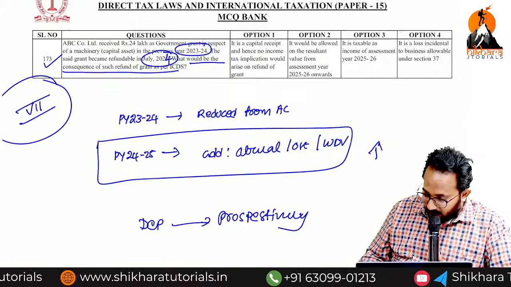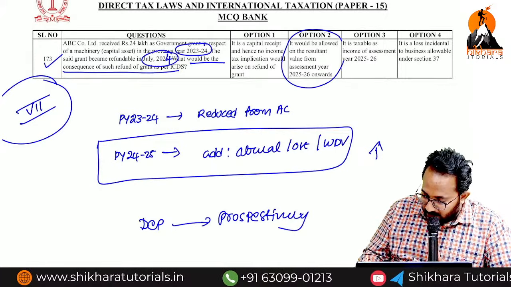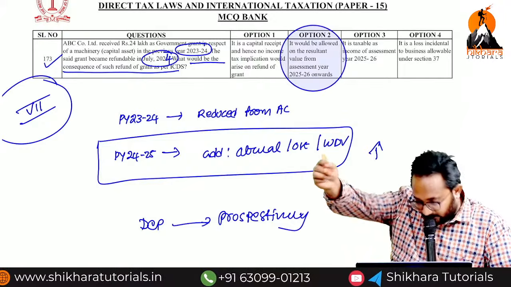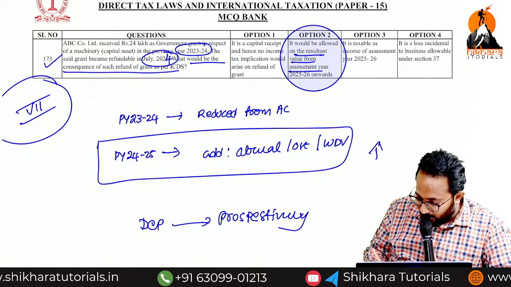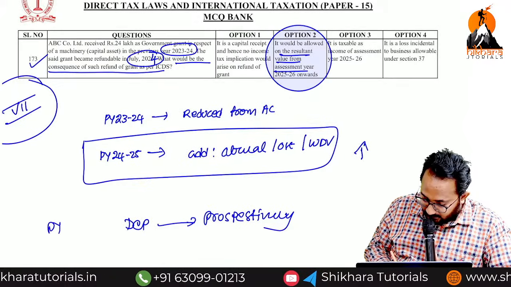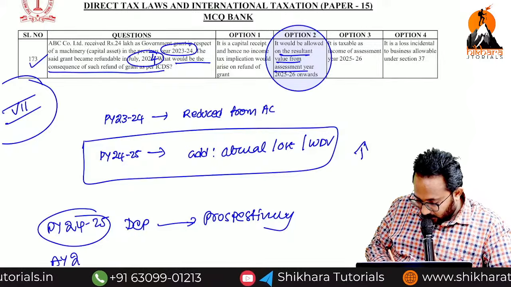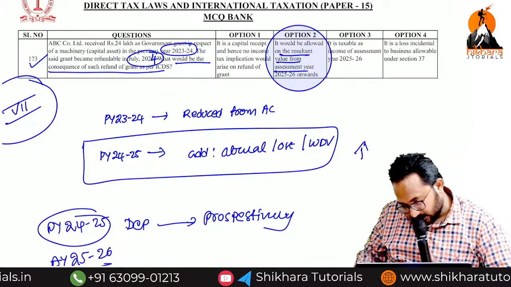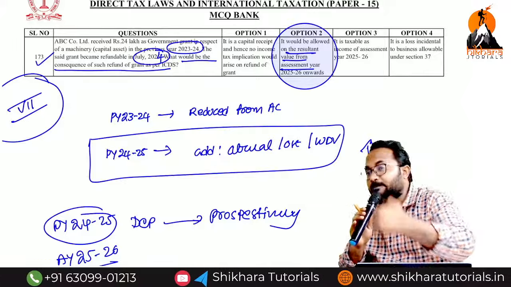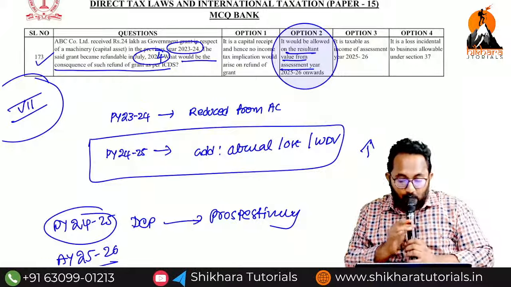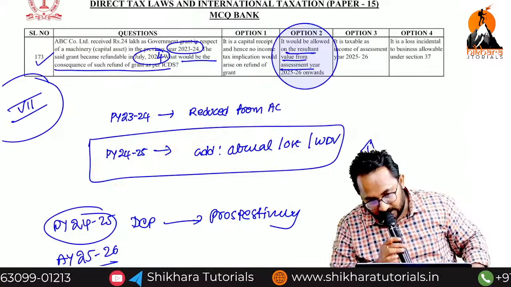Okay, that is the easy answer you can find. It will be allowed. That means nothing but which one will be allowed? Depreciation will be allowed from the resultant value, from the previous year 24-25, related assessment year 25-26 onwards. What is the correct answer? The depreciation will be allowed prospectively on the resultant value. What is the resultant value? After adding the government grant refund.